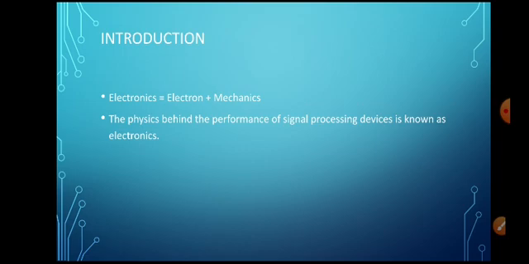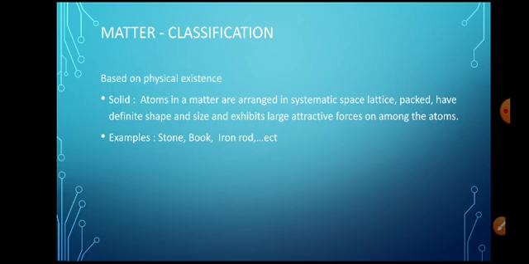Here we study the behavior of electrons in different materials under different conditions. Electronics is an advanced area. In this chapter we will discuss the classification of matter based on physical existence or physical structure, the behavior of an electron when it is in a solid, how it moves, and the classification based on electronic movement and other aspects.